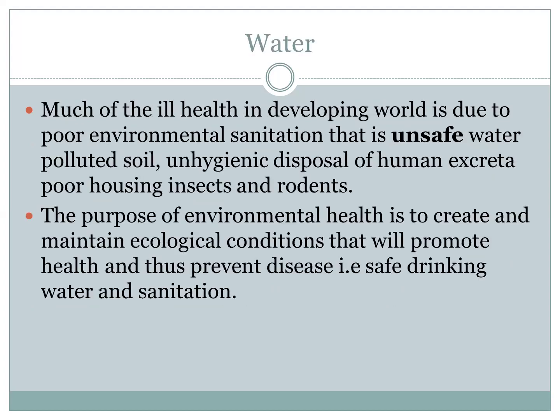So talking about physical environment, the most important factor that is responsible for the highest number of diseases anywhere in the world, especially in developing countries, is water. Much of the ill health in the developing world is due to poor environmental sanitation, that is unsafe water, polluted soil, unhygienic disposal of human excreta, poor housing, insects, and rodents. What is the purpose of environmental health? It is there to create and maintain ecological conditions that will promote health and prevent disease, for example, safe drinking water and sanitation.